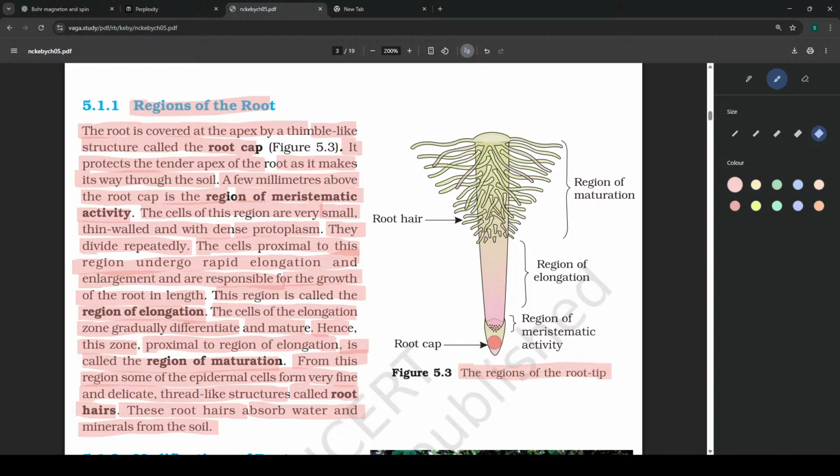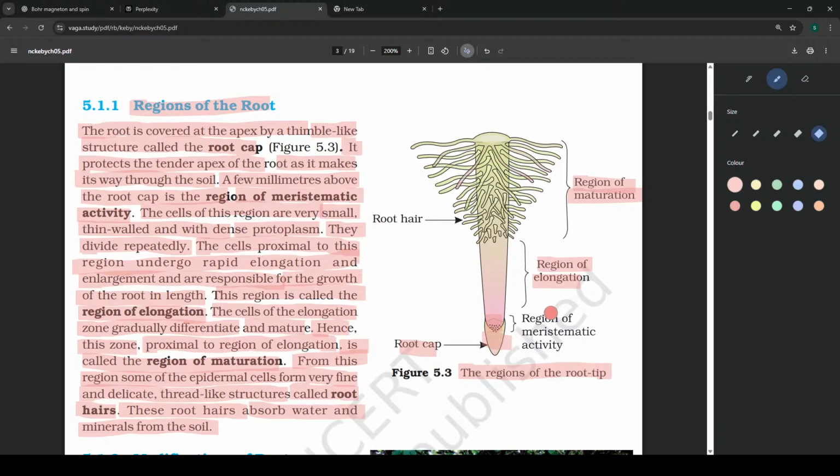This is the root tip that is having a root cap. Above it here is the region of meristematic activity, which is well protected by the root cap, the region of elongation, a region of maturation, and root hairs. Okay, what they have said here is that in the regions of the root, if we see the tip of a root, we will observe that a root is covered by a thimble-like structure that is called the root cap.